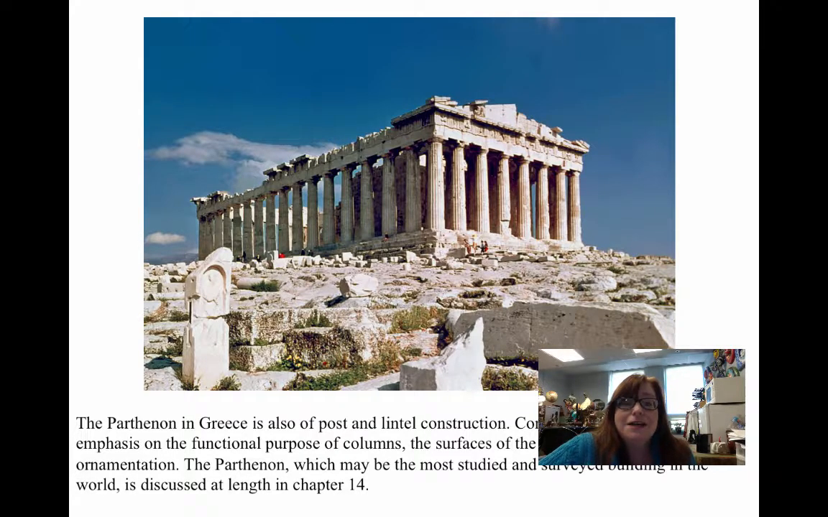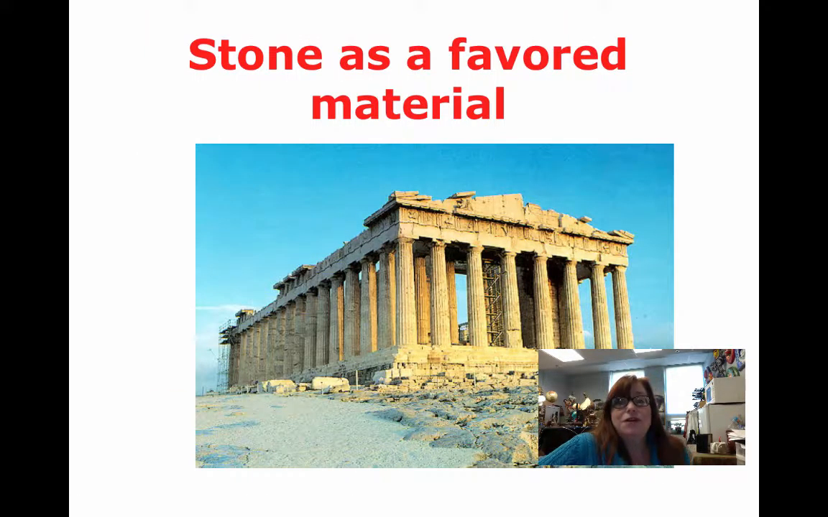But in any case, what we're looking at here is how it's also an example of post and lintel construction, and they were really interested in the functional purpose of the columns, and so the surfaces of the marble shafts of the columns are actually free from any ornamentation. The Greeks were very concerned with showing the beauty and simplicity of the design, so that's part of the reason. The sculpture and so forth went along the frieze along the side and what would have been the triangular pediment on top. Stone as a favored material, so there it is, the Parthenon.